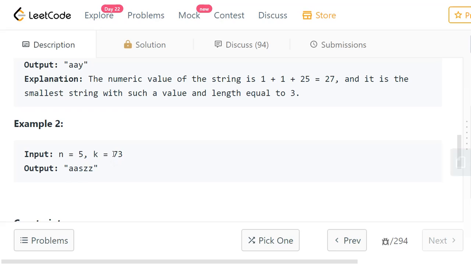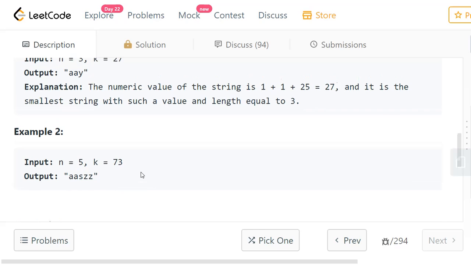But here if you see, K is high, but the number of characters that you can use in the string is very small, 5. If you use all the letters as A, you are going to end up with a very small value, so you are not going to match the value of the string with the given K. To compensate for that, we need to use higher valued letters like Z, so that we can have our string starting with a smaller alphabet like A. So this is one case that we need to take care of.